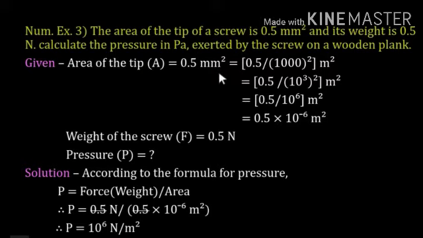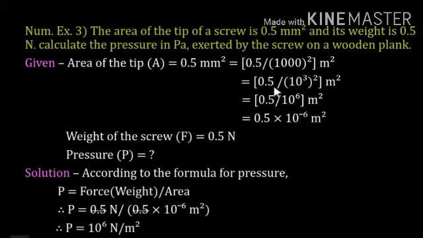Here the given data is area of the tip, that is A is equal to 0.5 millimeter raised to 2. This millimeter raised to 2 is to be converted into meter raised to 2. If millimeter is to be converted into meter, then this value is to be divided by 1000. But here raised to 2 is there. That means we have to divide this value by 1000 into 1000, that means 1000 raised to 2. Then we will convert this into meter square. Therefore, 0.5 divided by 1000 raised to 2 into meter square.